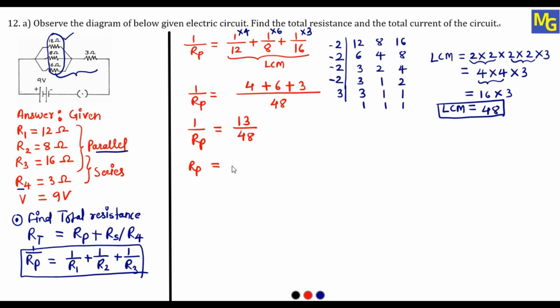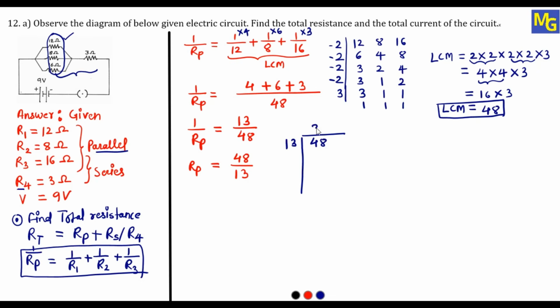Rp is equal to, reversing this also, we will get 48 divided by 13. Now we will divide 48 by 13, so let me divide it on the side. I'll write 48 here and 13 here. So once we divide, what are we going to get?